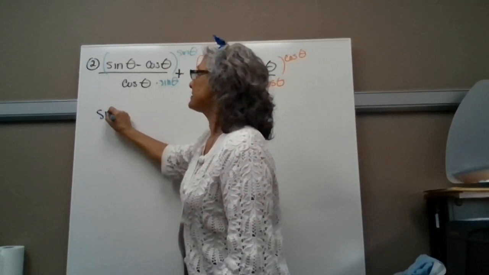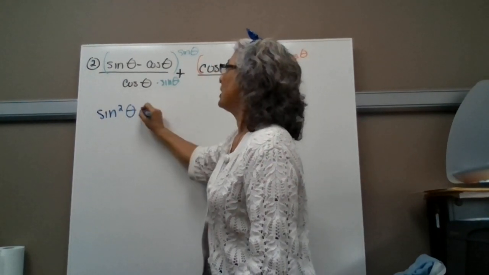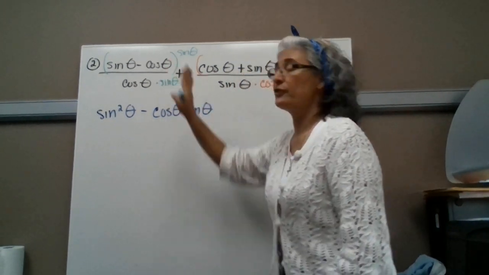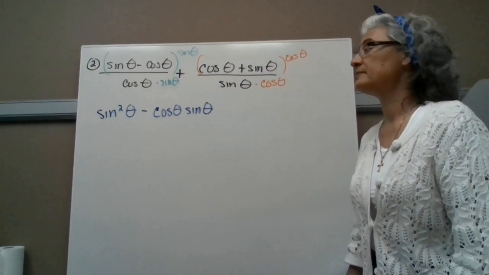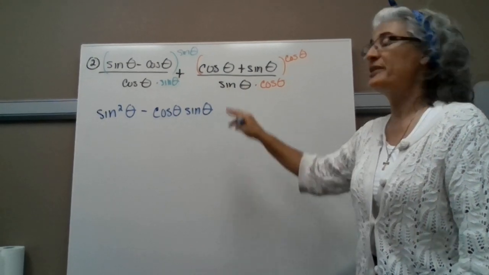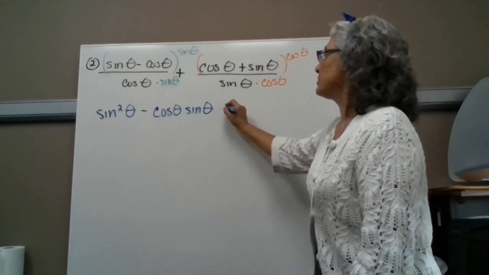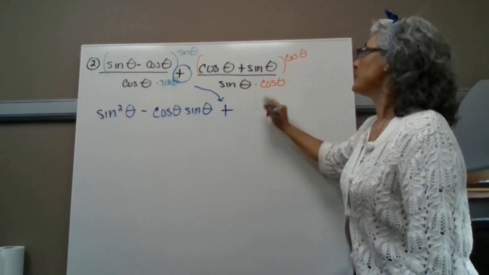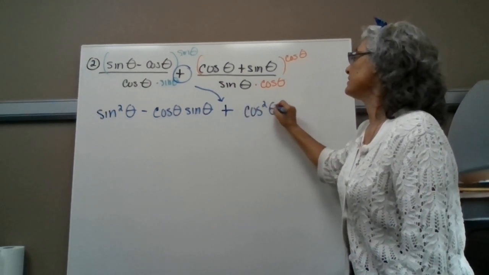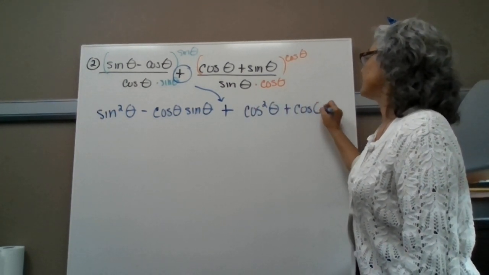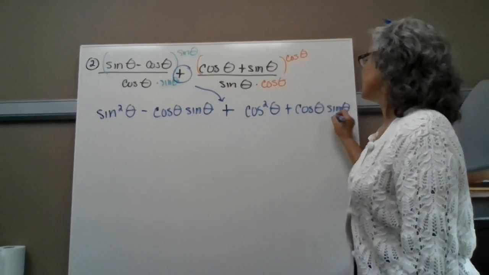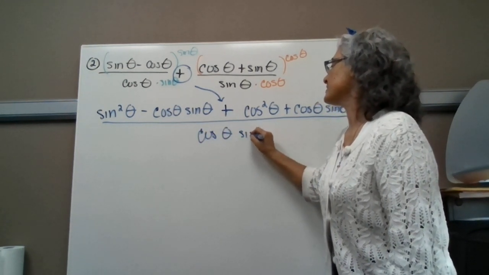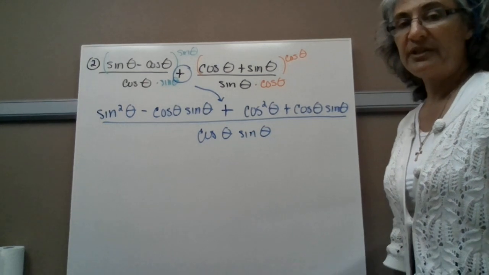I get sine squared of theta minus cosine theta times sine theta on the first numerator. Cool? Since the denominators are going to be the same, I'm going to make this one big fraction. Plus, now let's distribute. I get cosine squared of theta plus cosine theta sine theta. And the whole thing will be over cosine theta times the sine of theta. Are we okay with this?